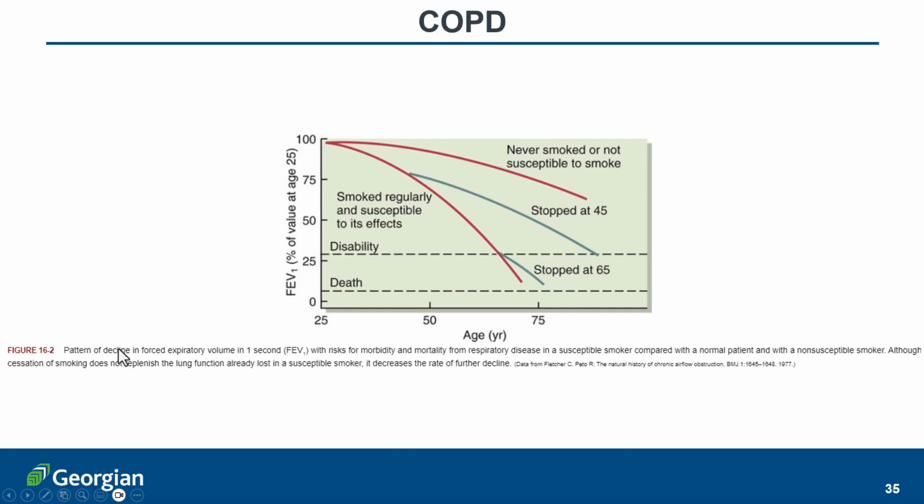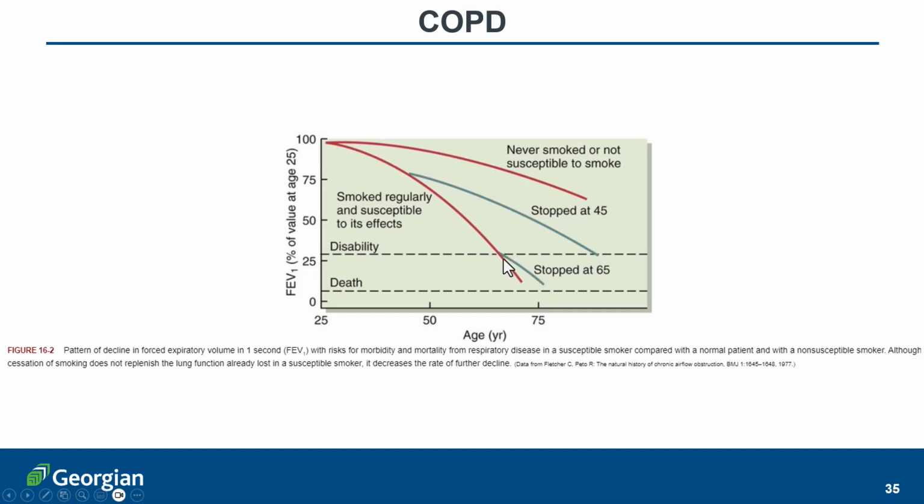Lastly, just to show you the pattern of decline in the FEV1, for a normal individual who's never smoked, you can see here it does decline as you age. That is a natural progression over here. However, if you smoke, you can see the significantly quicker decline over here. Disability, beyond this line, disability occurs.